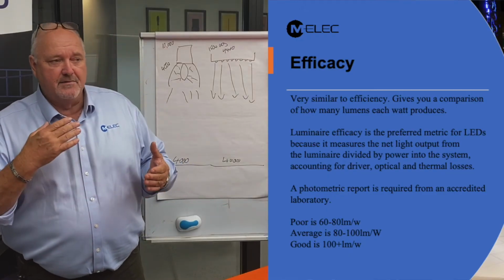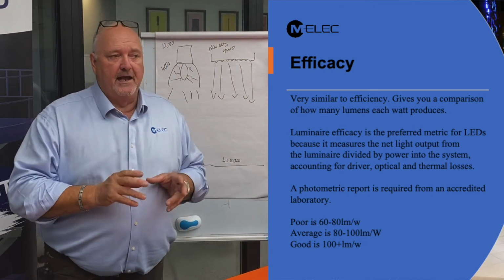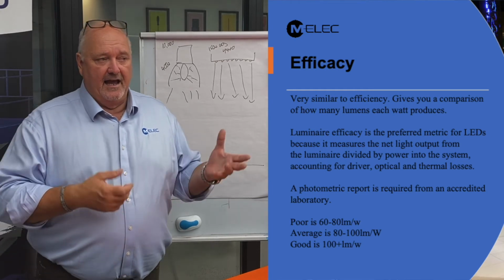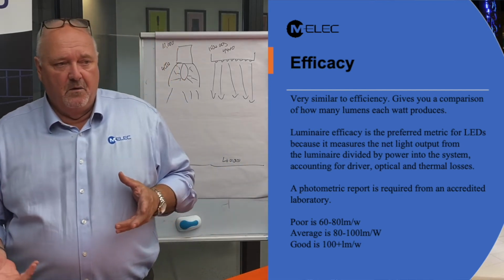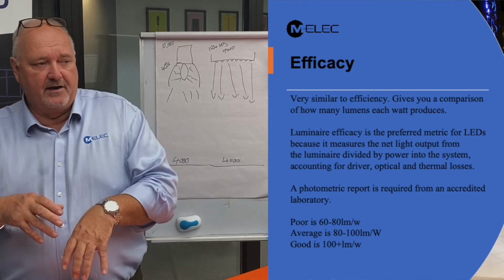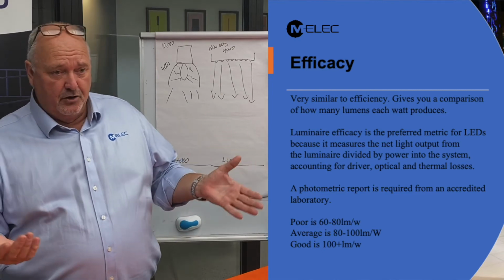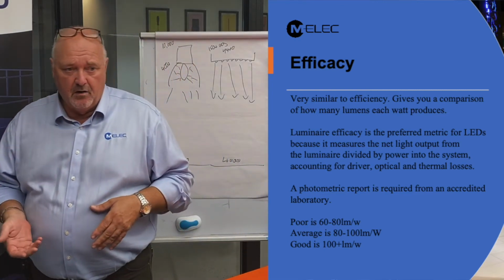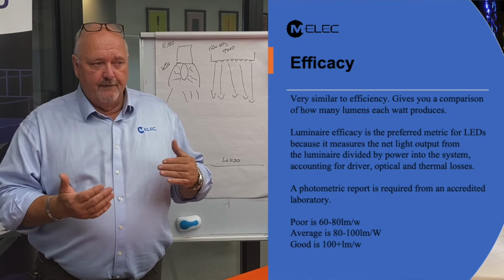So when we look at that, it measures the net light output from the luminaire divided by the power into the system, accounting for the driver, optical and thermal losses. So we're just taking into consideration how much power it takes to run the light, and then comparing it to the output, and it's a bit of a formula, but it comes out with poor is 60 to 80 lumens per watt, average is 80 to 100 lumens per watt, and good is 100 plus lumens per watt. So depending on what we're looking for, they probably all have a place, but most lights sit in that 80 to 100, and sports field and outdoor lighting and all that will sit on that 100 plus.